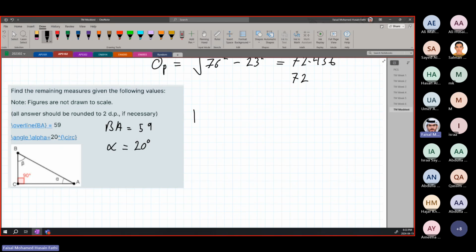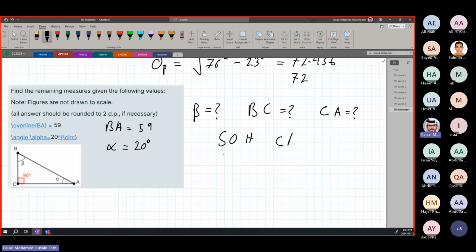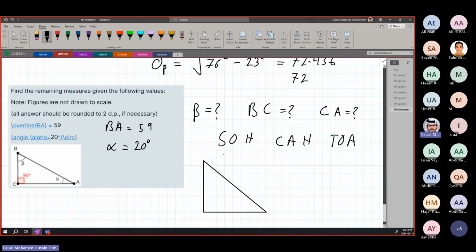We're going to need to find angle beta, line BC, and line CA. The easiest way to do all of this is by applying SOHCAHTOA instantly. If I redraw the triangle very quickly, we have beta over here. This is beta. This is alpha, which is 20 degrees. And they gave us, this is B, this is C, this is A.